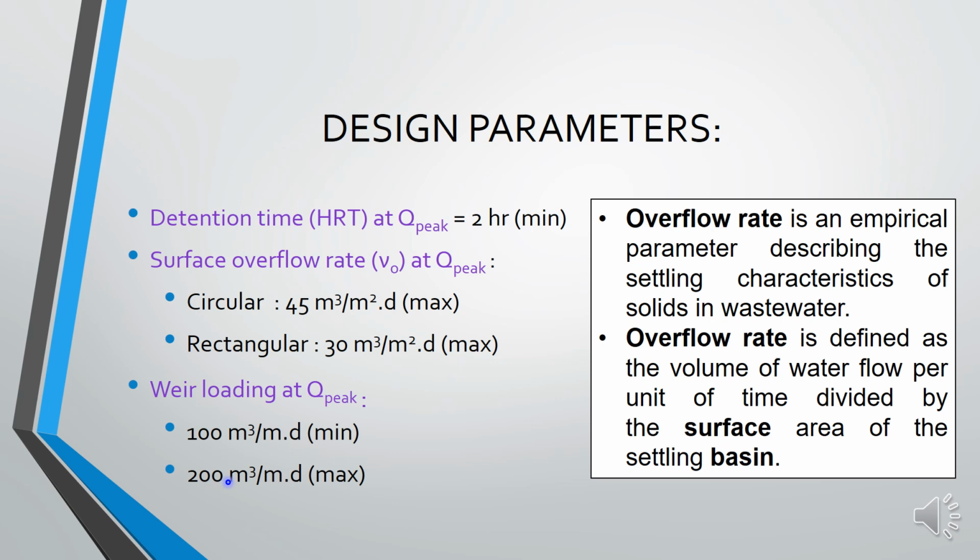of wastewater, okay. So the overflow rate is the volume of water flowing per unit of time divided by the surface area of the settling basin. So the overflow rate is related to the area, while the weir loading is related to the perimeter distance.